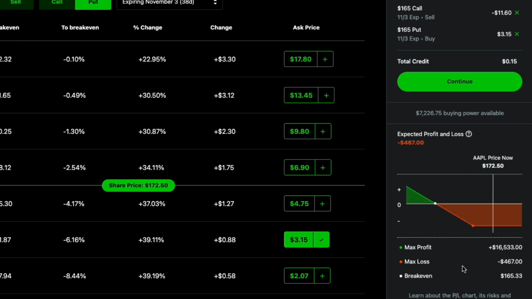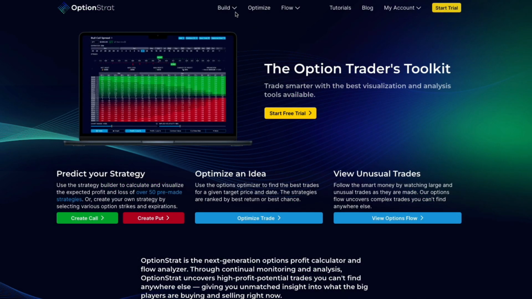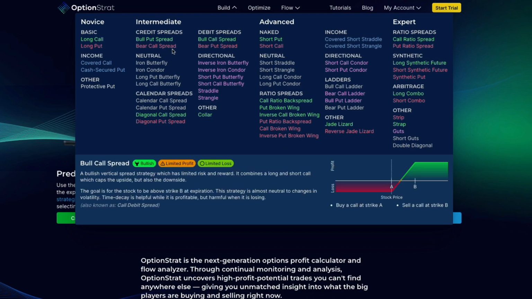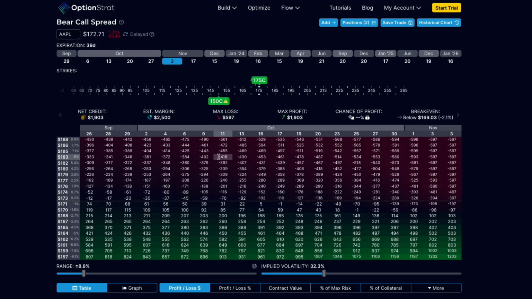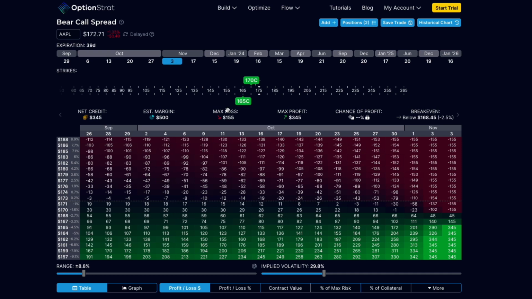Okay, let's also look at this visually. I always like to see the actual numbers in OptionStrat to see how the profit and loss looks at each point in the future. A very good site that you can use is OptionStrat. In this one, let's build the same strategy that we built. It was a bear call spread, and what we did was we bought a call at 170 and sold 165. So this was the original one.